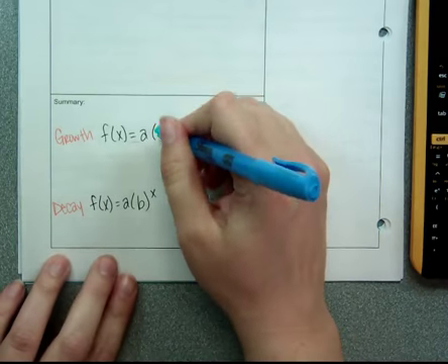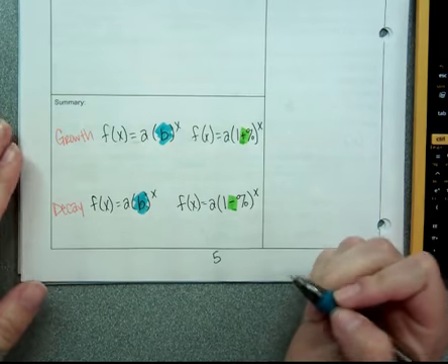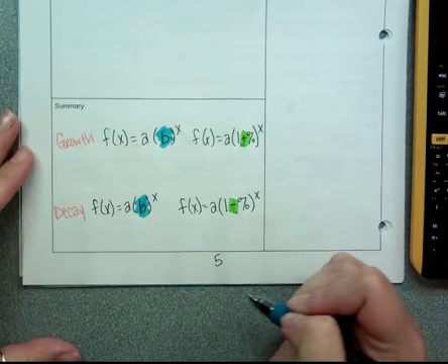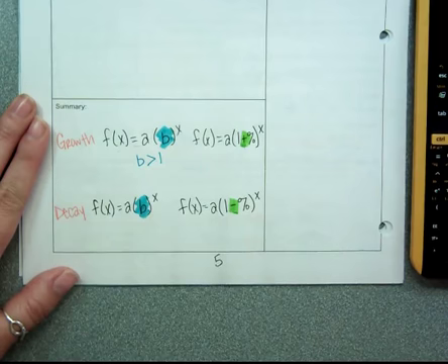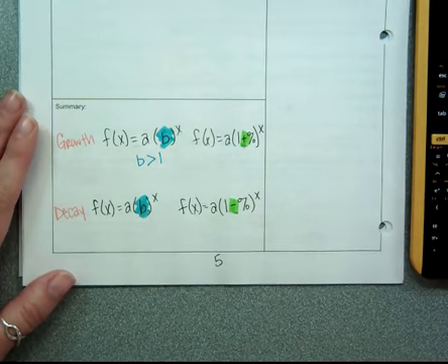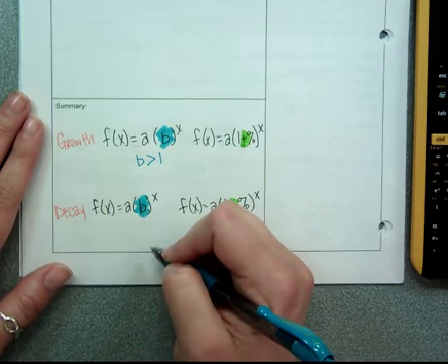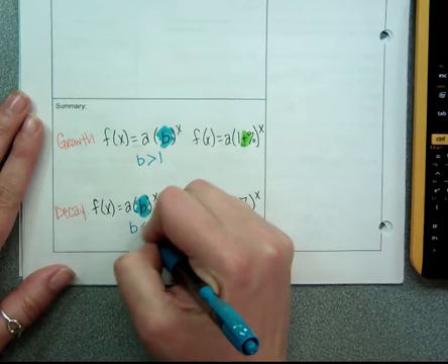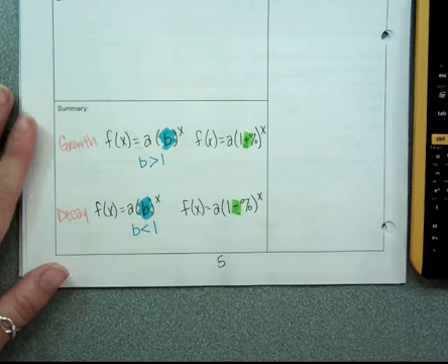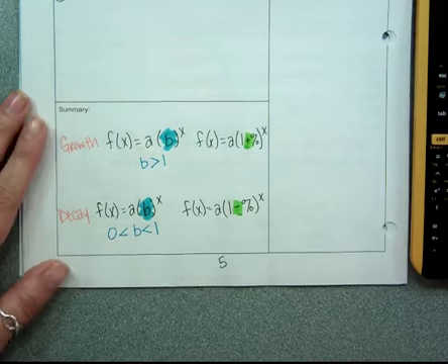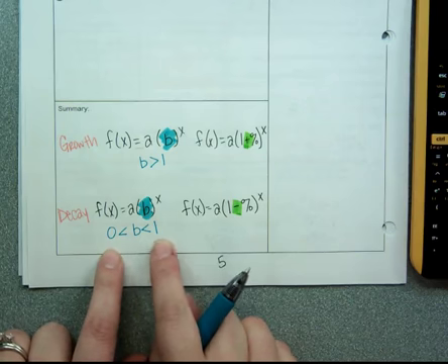But what about this one? This is a b and this is a b. How do we know if it's growth or decay? Well, if it's going to get bigger, you're going to have to multiply it by something bigger than 1. So my b value for growth has to be greater than 1. And if it's decay, if it's getting smaller, it needs to be something less than 1. And we actually can't have negatives, so I'm going to put that on the other side. So this has to be some fraction or decimal between 0 and 1.